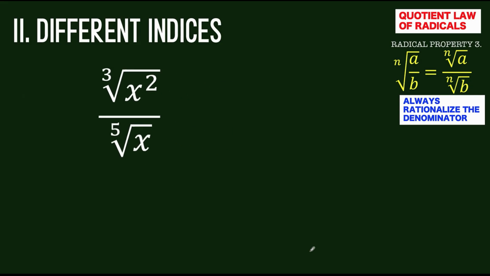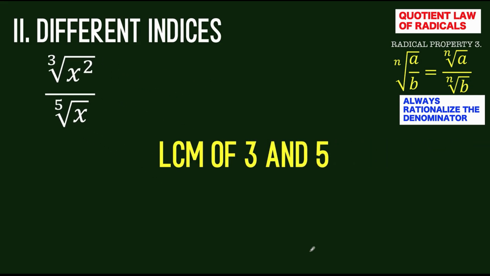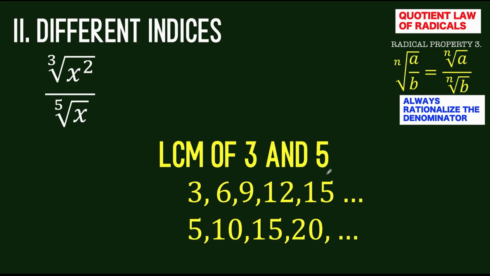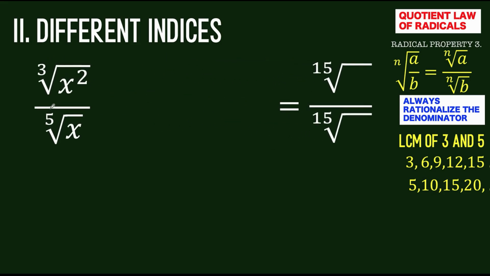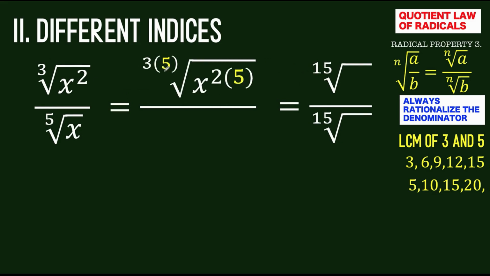So again, we need to get the LCM of 3 and 5, and we want the lowest common multiple. The lowest common multiple is 15. So we need to rewrite the given radicals to both 15th roots. From 15 to get 3, we need to multiply by 5. From 15 to get 5, we need to multiply by 3. So here is now the result. For the numerator, we multiply the index and the exponent of the radicand by 5. For the denominator, we multiply the index by 3. And we also multiply the exponent of the radicand by 3.